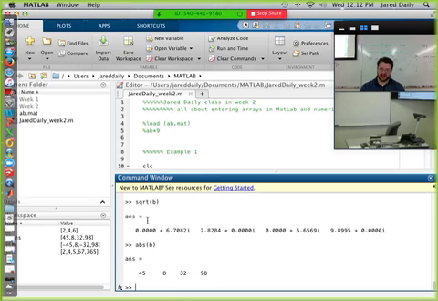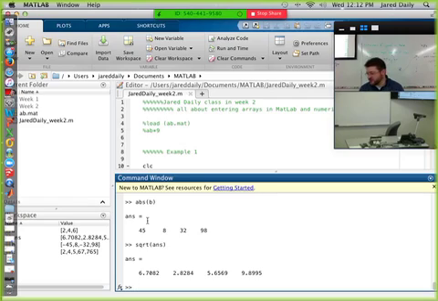In this case, just positive numbers. So you take the absolute value of those numbers, and then you can go ahead and take the square root of that answer, and you have the square root of positive numbers, giving you real square roots.